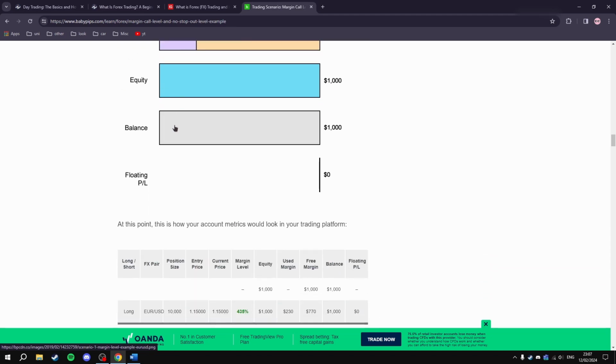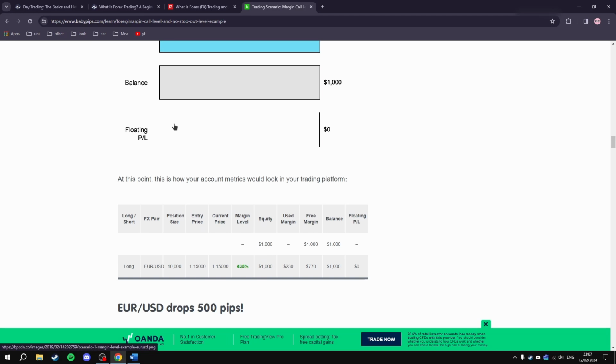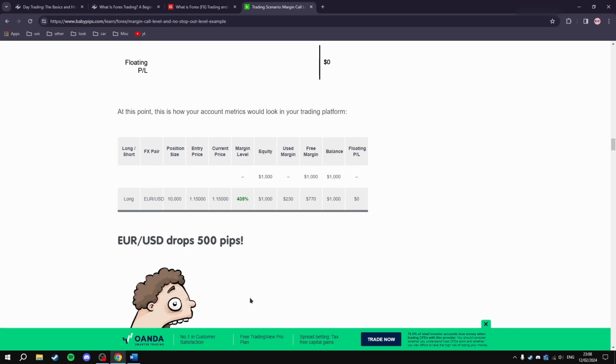At this point, this is how your account metrics will look in your trading platform. Going long, FX pair EUR/USD, position size 10,000. Entry price 1.15, current price 1.15, margin level 435%, equity 1,000, used margin 230, free margin 770, balance 1,000, floating profit/loss 0.